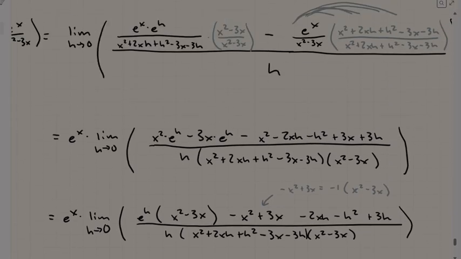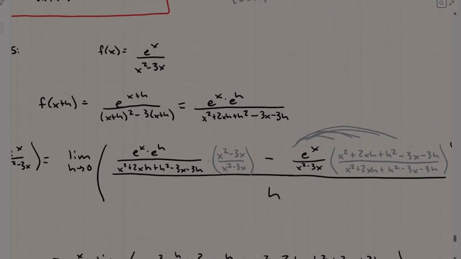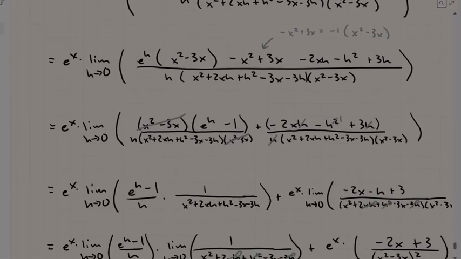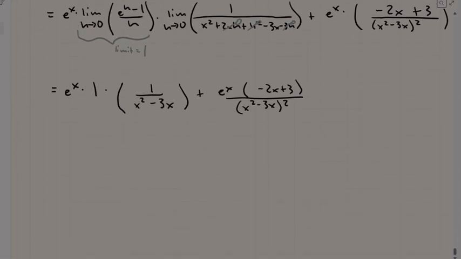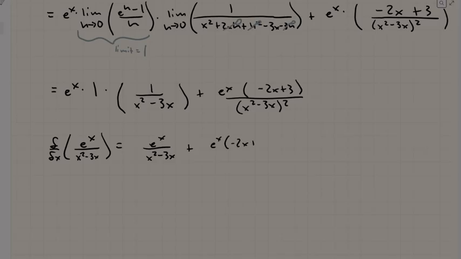And so then finally, the original function was e to the x over x squared minus 3x. So then we can say that the derivative of e to the x over x squared minus 3x would be equal to e to the x over x squared minus 3x plus e to the x times negative 2x plus 3 over x squared minus 3x squared.